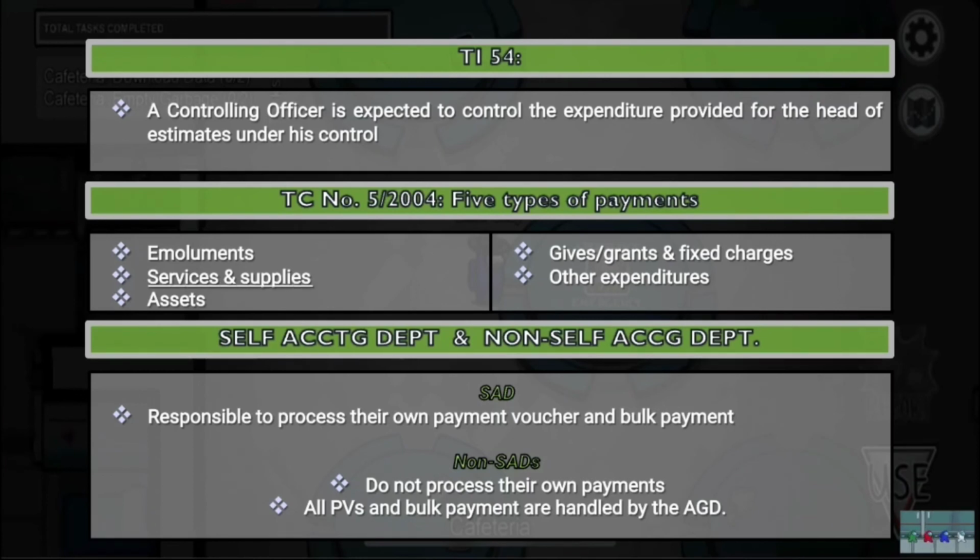Next, self-accounting departments and non-self-accounting departments. Self-accounting departments are responsible to process their own payment voucher as well as for bulk payment. For non-self-accounting departments, they do not process their own payment, and all the payment voucher and bulk payment are handled by the Accountant General Department.